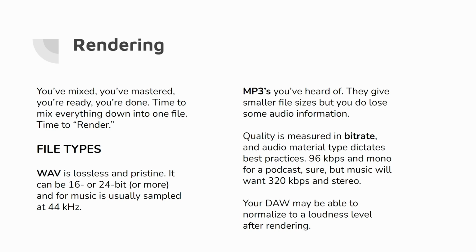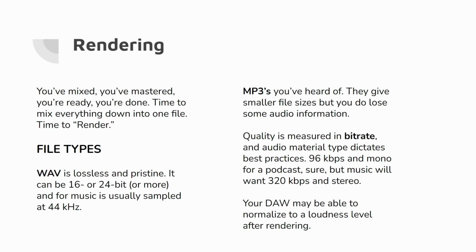And you can do this at different quality rates, and that's measured in bit rate, how much data is going through here. Audio material type will dictate the best practices for that, because you can set this as you're rendering. I'll do 96 kilobits per second and mono for a podcast if there's not a lot of musical content in it. That'll do pretty well, and then you get a nice small file. It's easy to stream. It's easy to send around.